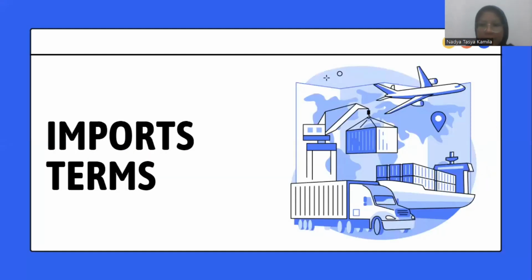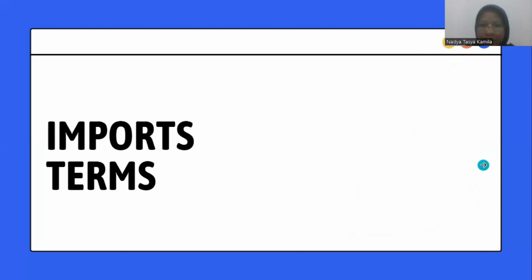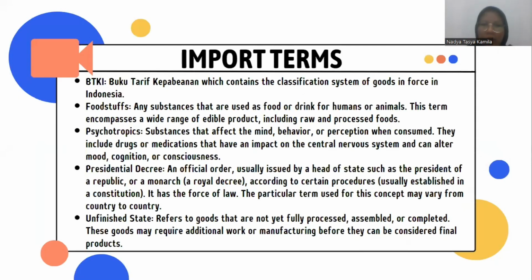Import terms. The first is BTKI, or Buku Tarif Kepabeanan, which contains the classification system of goods in force in Indonesia. Foodstuffs, any substances that are used as food or drink for humans or animals. This term encompasses a wide range of edible products, including raw and processed foods.